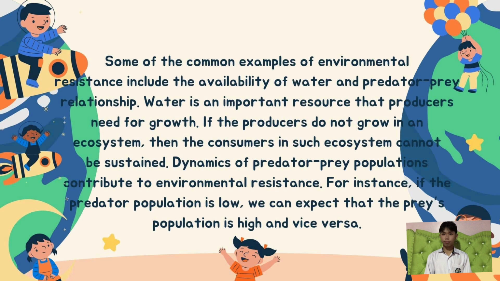Water is an important resource that producers need for growth. If the producers do not grow in an ecosystem, then the consumers in such an ecosystem cannot be sustained. Dynamics of predator to prey populations contribute to environmental resistance. For instance, if the predator population is low, we can expect that the prey's population is high, and vice versa.